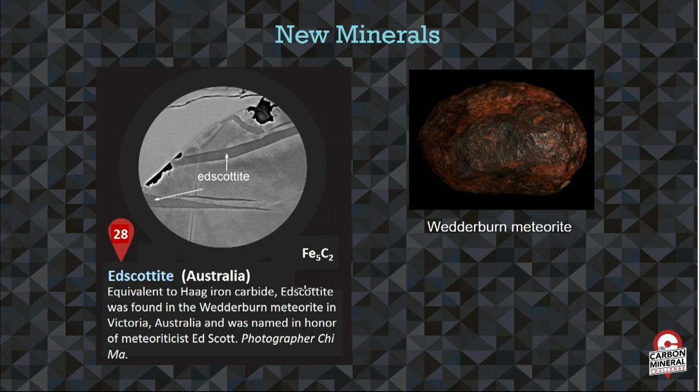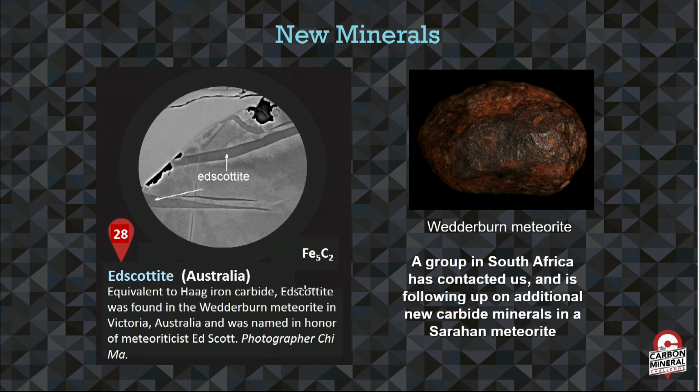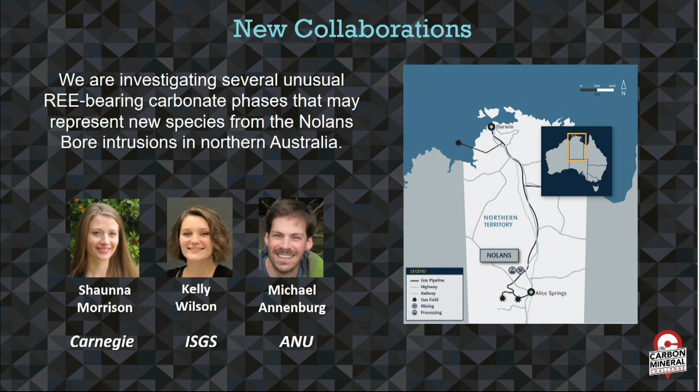We found new carbide minerals. This is edscottite that was found in a meteorite from Australia. So we even found things in extraterrestrial samples. A group from South Africa contacted us. They're also actively working now on a meteorite from the Sahara that they believe contains new carbide phases as well.